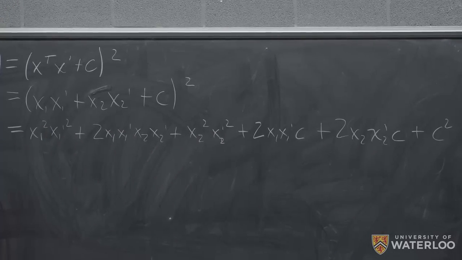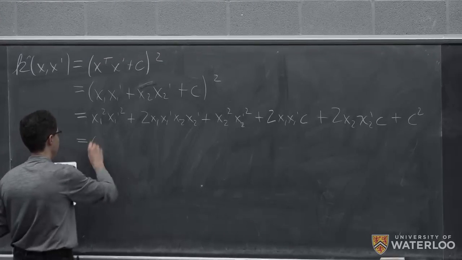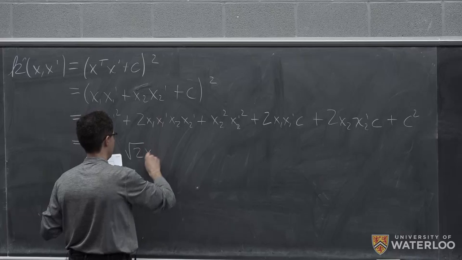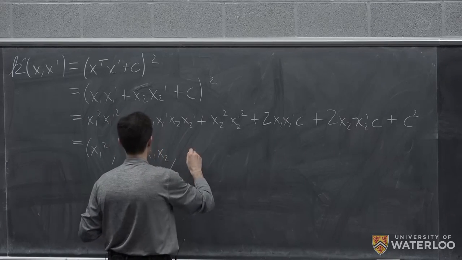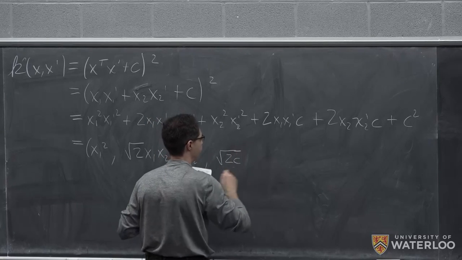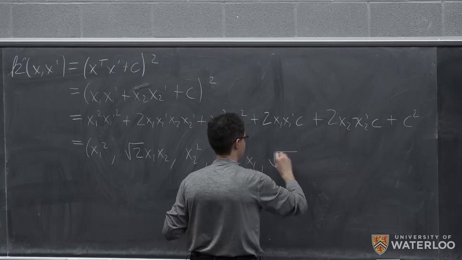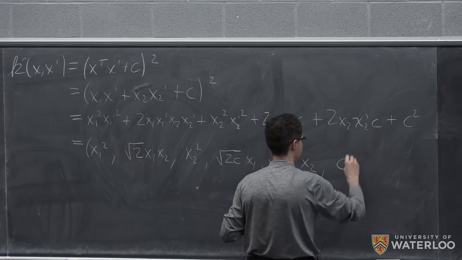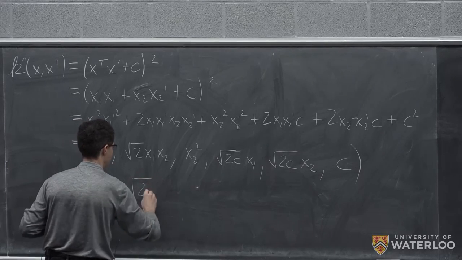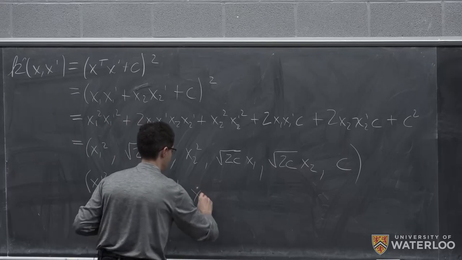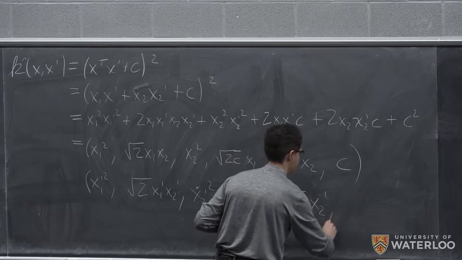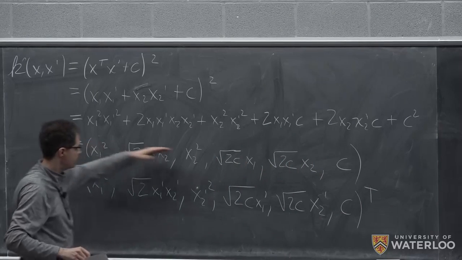And now I can rewrite those 6 terms as a dot product. So I will get x1 square, square root of 2 x1 x2, x2 square, then the square root of 2c x1, square root of 2c x2, and c. Okay, so I'm going to have this vector times another vector, x1 prime square, square root 2 x1 prime x2 prime, x2 prime square, and so on. Okay, so it's this vector.